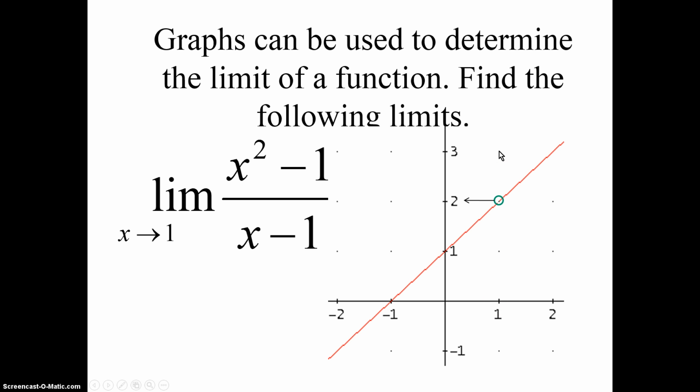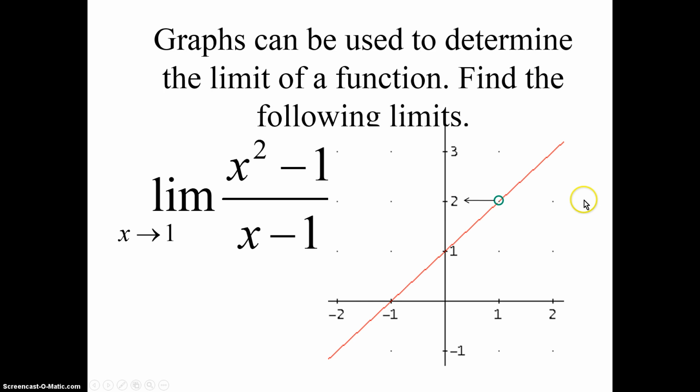Let's approach from the left. In other words, to the left of the wall. So if I approach that point, this little circle, from the left, follow my arrow, I'm following it, I'm following it. What is my value for y when I hit the wall? 2. Okay, so again, I'm concerned with my y value. So my limit as I approach 1 from the left is 2.